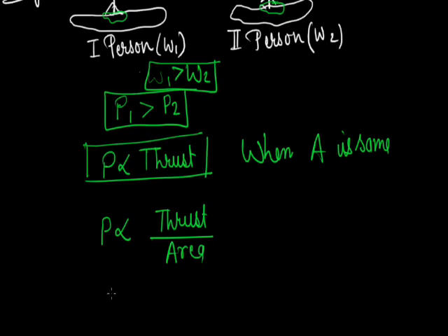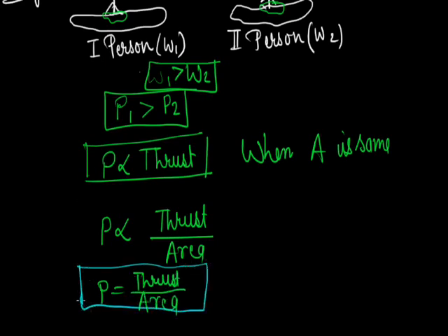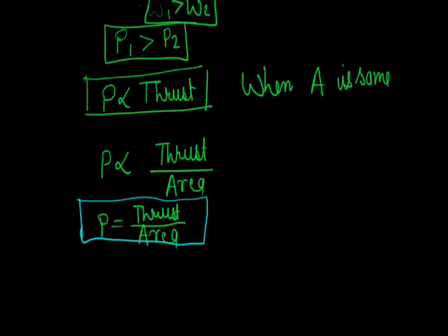Means pressure is defined as the thrust upon area, ratio of thrust and area. So, the effect of thrust is expressed in terms of thrust per unit area. This quantity is called pressure. The thrust on unit area of the surface is called the pressure. This is the formula of pressure.